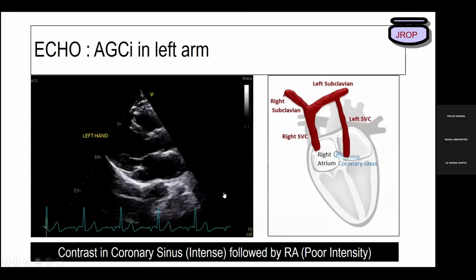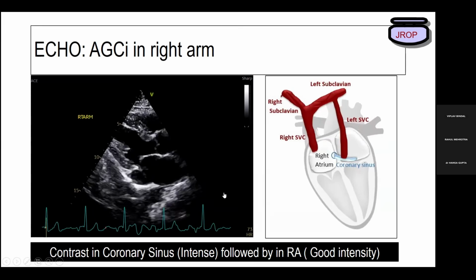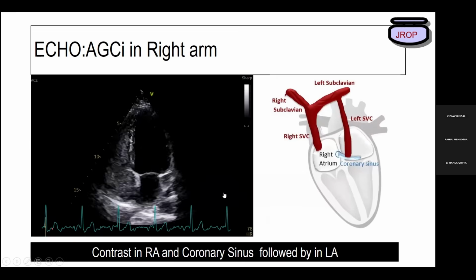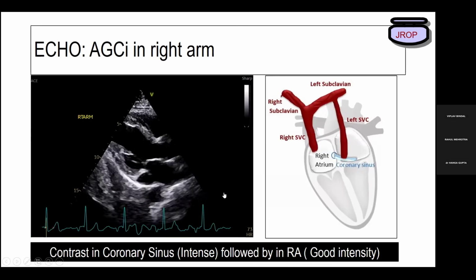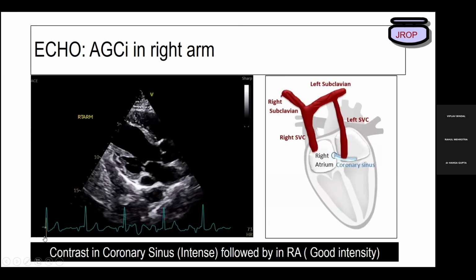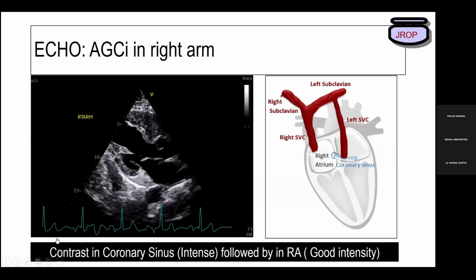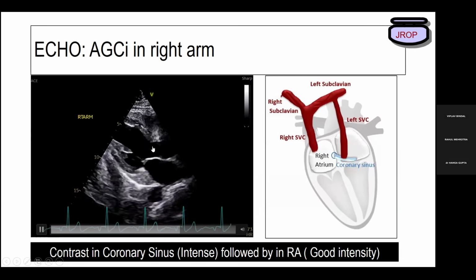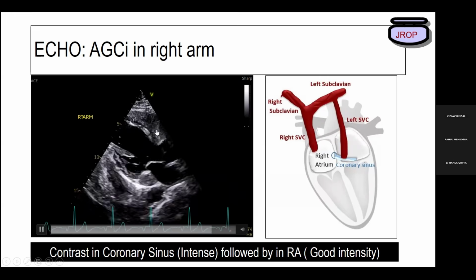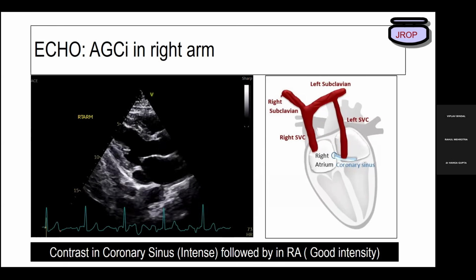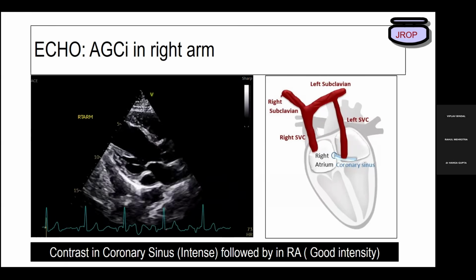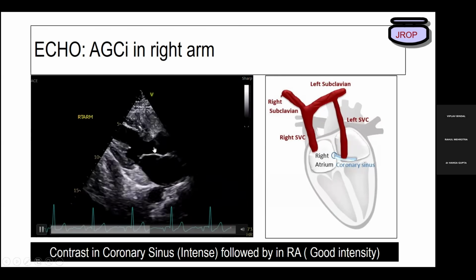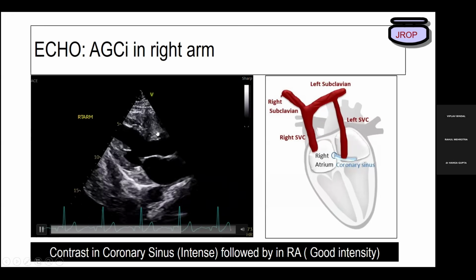And once we saw this coronary sinus, we went on to do an agitated saline contrast echo. First, I'll show you a right arm contrast echo. Now we are injecting a contrast. We are getting the patient ready. And now the contrast has come to the coronary sinus. The contrast has come to RV. Now the question is, at what time does it come to RV? Now look carefully. The first contrast comes to the coronary sinus and then the contrast comes to RV.